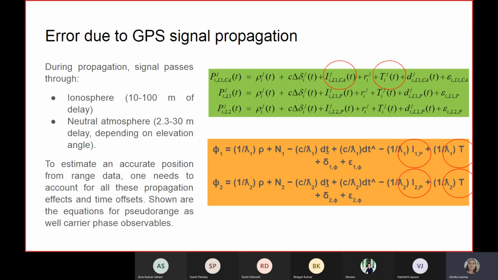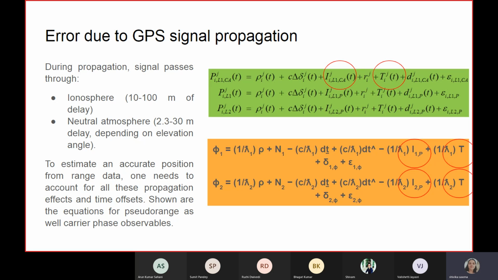Now, the main topic of the discussion is error due to GPS signal propagation. You are familiar with these kinds of equations. These are the two GPS observables, pseudo-range and carrier phase. You can recognize the terms written here. The rho term is the geometric range, then receiver clock error and satellite clock error, and then the ionospheric delay depicted by capital I, then the tropospheric delay depicted by capital T. So we have three codes.